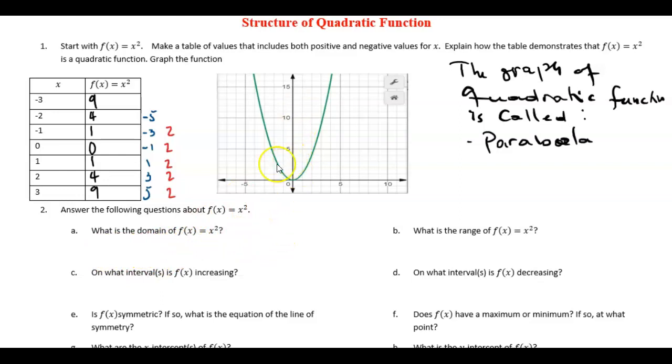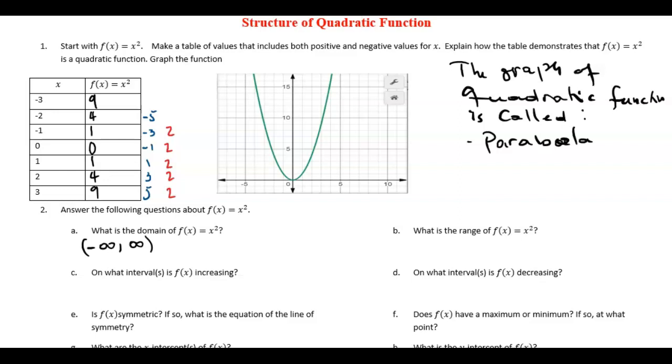Now, remember that domain are your x values, which is along the x axis, and your range are your y values along the y axis. So if you look at this graph right here, it starts from negative infinity and goes all the way to positive infinity. For every x, you're gonna have a y value. So the domain for this graph goes from negative infinity to positive infinity. Okay, so that's the interval notation.